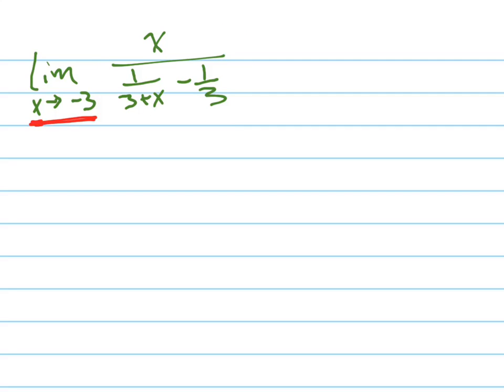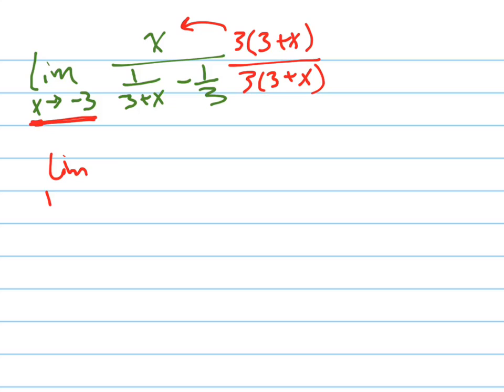And what we're going to do specifically is multiply the top and bottom by the greatest common denominator, which is 3 times x plus 3. If I multiply the top and bottom by that, I will get, oh my goodness, on the top I'm going to get, well, let me just rewrite the entire thing. This becomes now the limit as x goes to -3 of the numerator is going to be 3x times 3 plus x. We can just leave it like that.